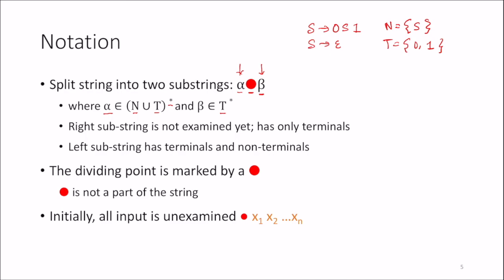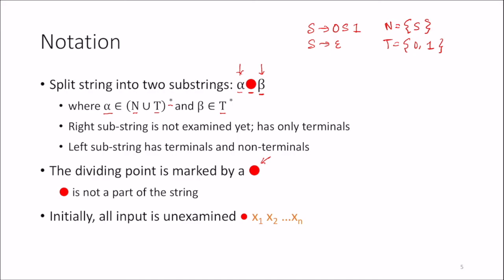So both alpha and beta, if you look at this notation, either of them or both of them could be empty strings, right, because of the star. So the right substring is assumed to be this part of the input we haven't examined yet, and that's why it only has terminal symbols. And the left substring has both terminals and non-terminals. So you might have done some reduce action on the left substring alpha. The dividing point is marked by this separator over here, and it's not part of the string. It's just a meta symbol that's used to keep track of where we are.